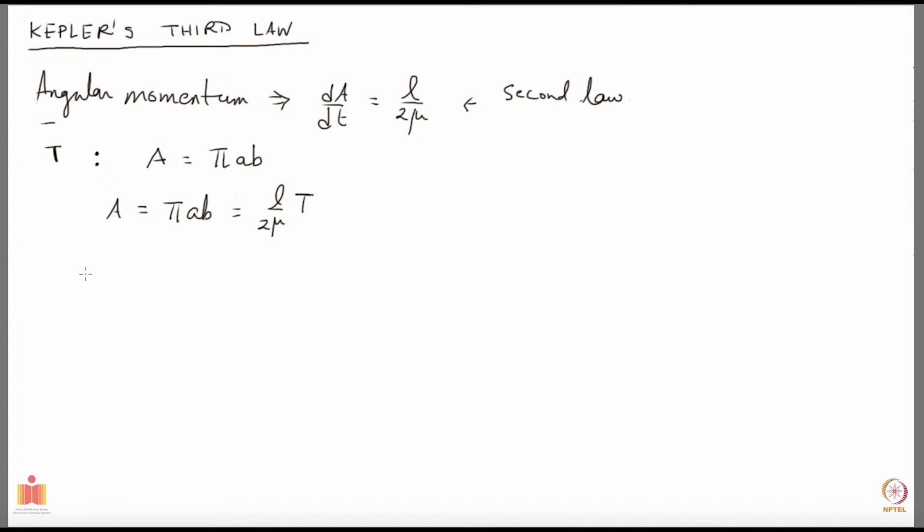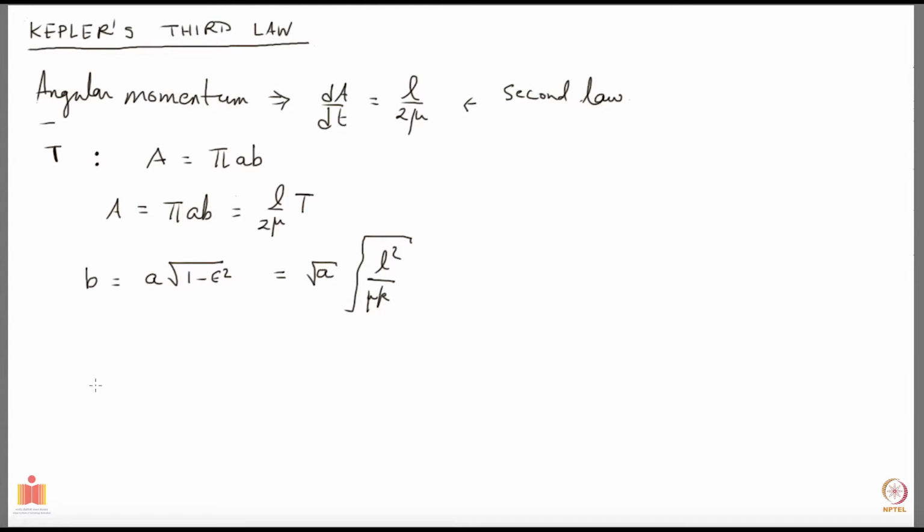Now you recall how the semi-minor axis is related to the semi-major axis, and the relation, if you recall, is this. If you substitute the values, you will get b equal to a times the square root of L squared over mu k. Now if you substitute b in this expression, you'll get the following.